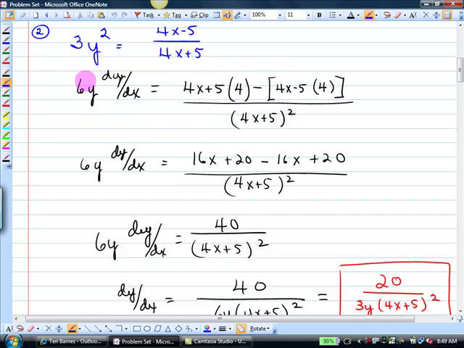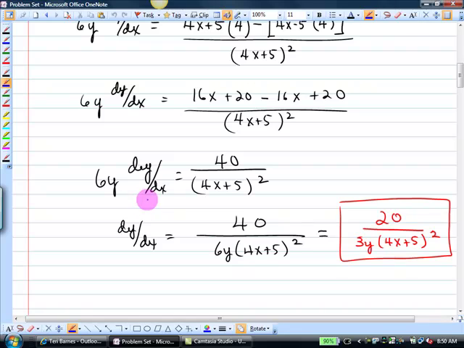Okay, if you take the derivative of this guy, you get 6y dy/dx. Over here on the quotient rule, it's the bottom times the derivative of the top minus the top times the derivative of the bottom, all over the bottom squared. Okay? And this one was okay over here because it was all x's, so that's nothing new. On the top, we have 16x plus 20 minus 16x plus 20. Watch your signs. So the x's cancel out, and you're left with 40 over 4x plus 5 squared.